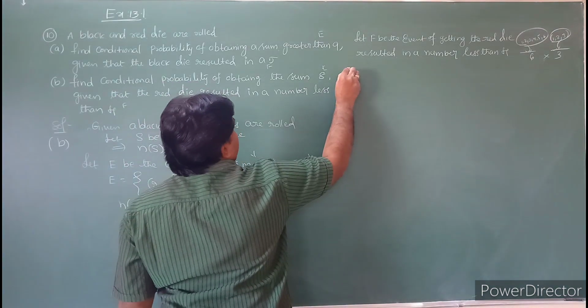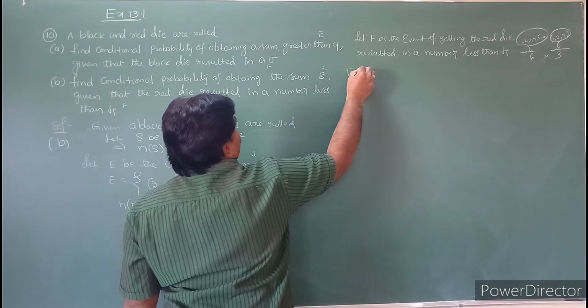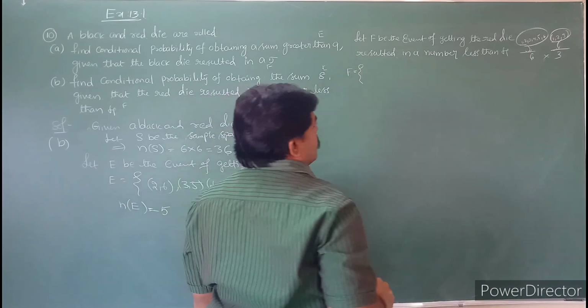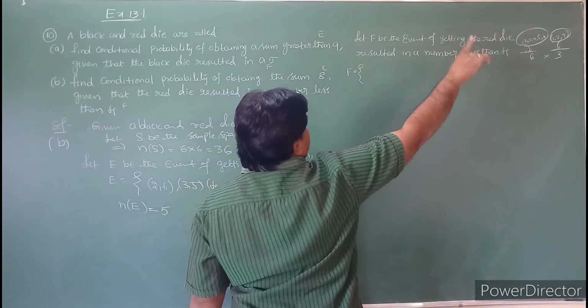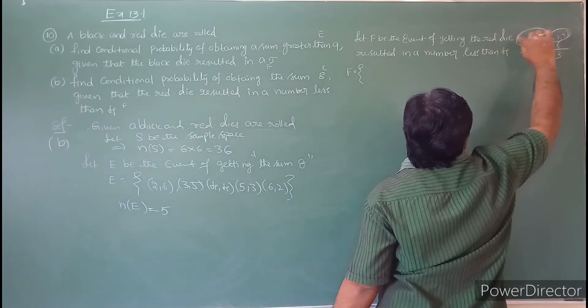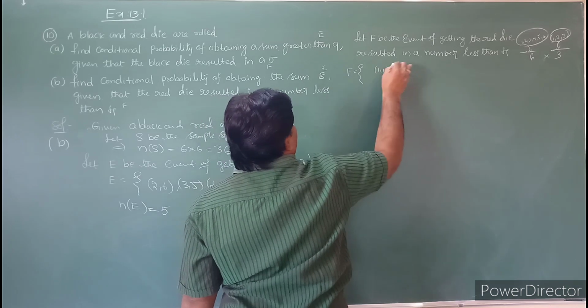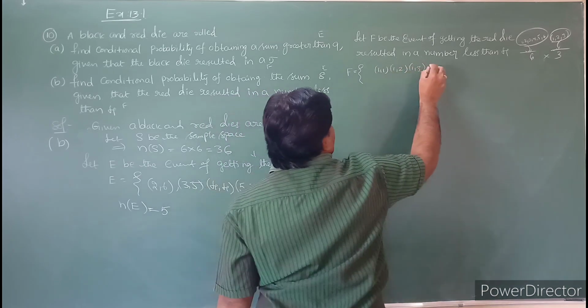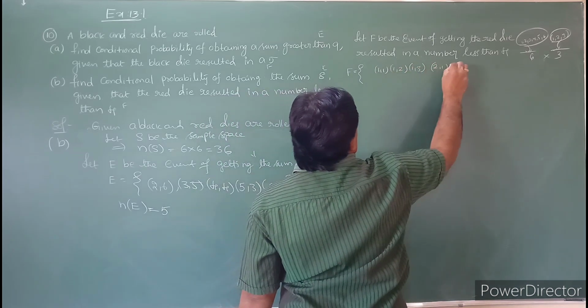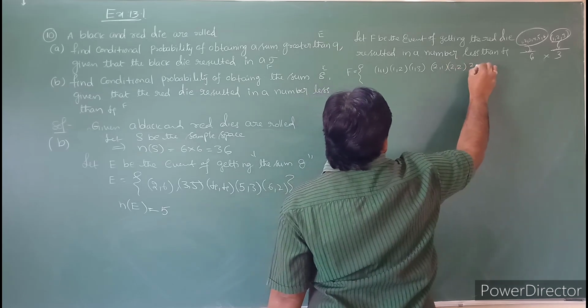So that is nothing but F. What is F? See here, students. F is equal to, take the pairs. What are the possible pairs? (1,1), (1,2), (1,3). Next, (2,1), (2,2), (2,3).